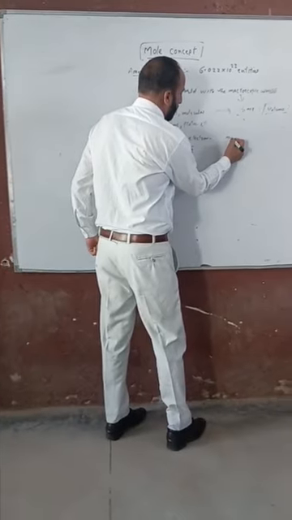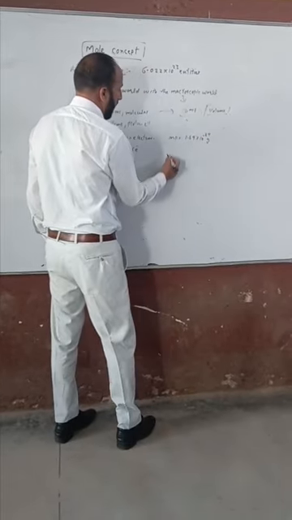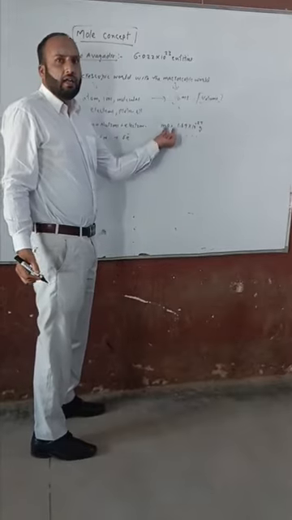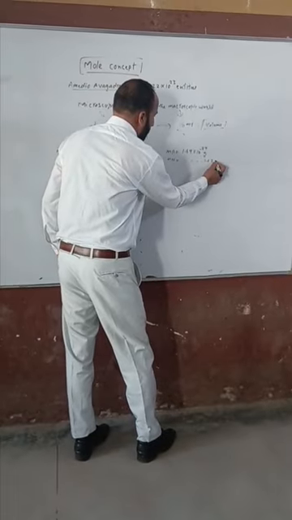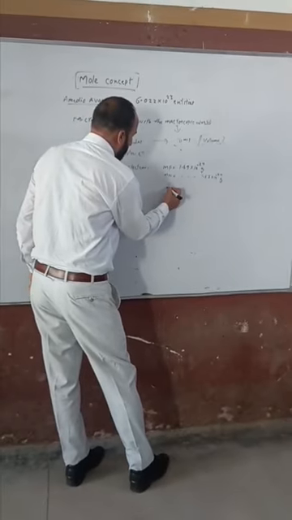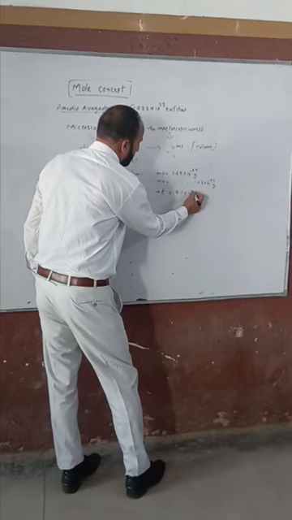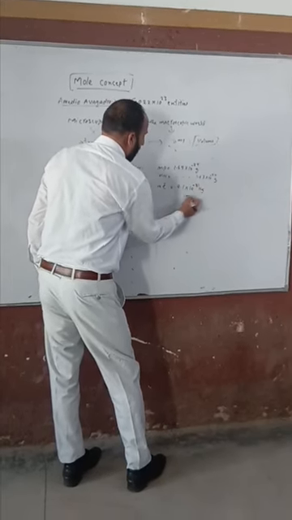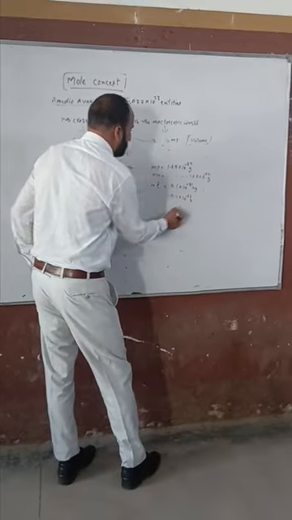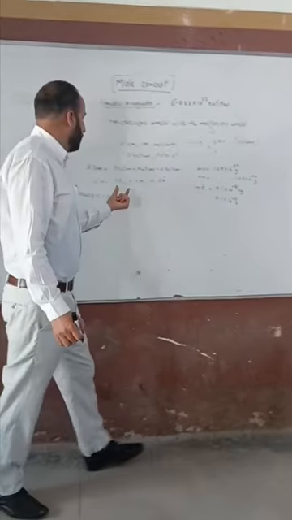The mass of a proton is 1.67 into 10 to the power minus 24 gram, and the mass of a neutron is almost the same, slightly higher than that of a proton, but again 1.67 into 10 to the power minus 24 gram. But the mass of an electron is 9.1 into 10 to the power minus 31 kilogram, or 9.1 into 10 to the power minus 28 grams, which is very small. So we neglect the mass of the electron while calculating the mass of the atom.